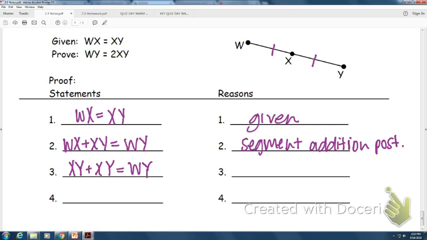Okay, and why is that? What's our reasoning? Substitution. Okay, now that we have it right, do we still see where we substituted? Substitution. Okay, now what can we say for step 4? Add your XY's together, so you have 2XY equals WY, and what would be your reason? Segment addition postulate.